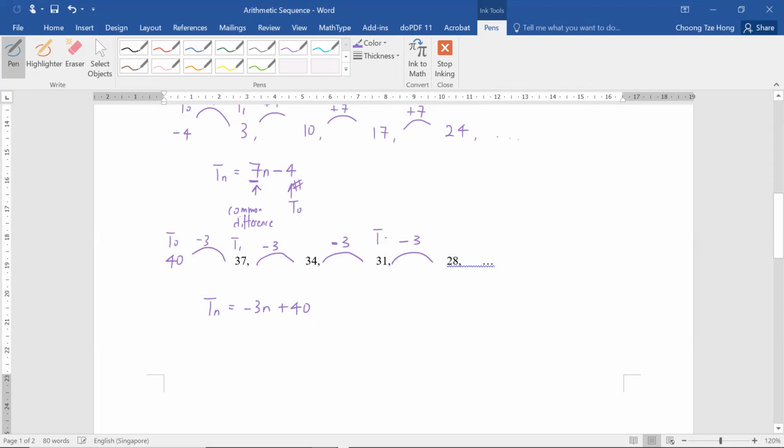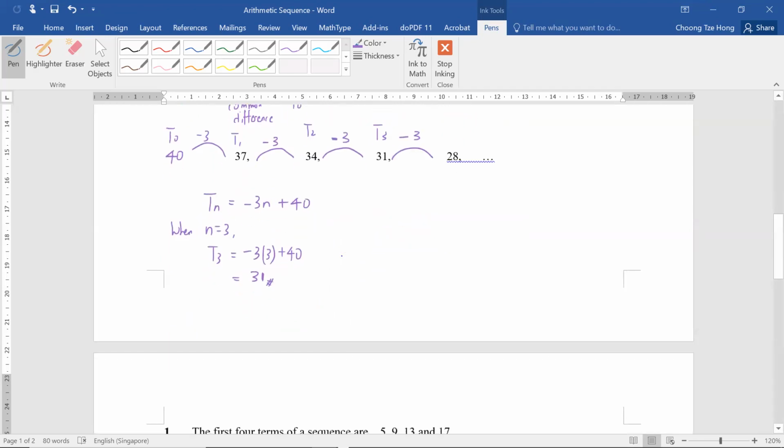Let's say this is term 3. This is term 2, term 3 is 31. So when n is 3, we should get 31. When n equals 3, term 3 will be -3 times 3 plus 40. So indeed, -9 plus 40, we get 31. Now you know a very quick way to get the expression for the nth term.